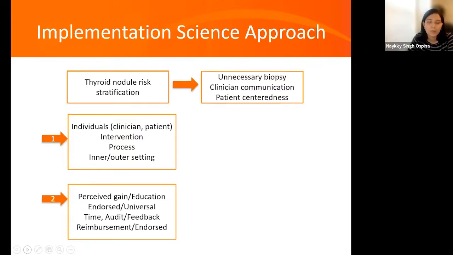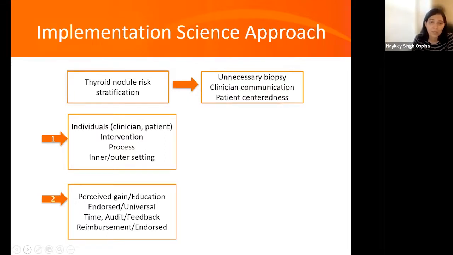And then, you can always start from the individual and then move to the bigger setting where you work. Most of the time that puts a lot of pressure or burden on the individual, but you can also do things to try to change the system. And that's where I think reimbursement and allowing more time, as well as having it endorsed or recommended by clinical practices and society guidelines can have a big impact.